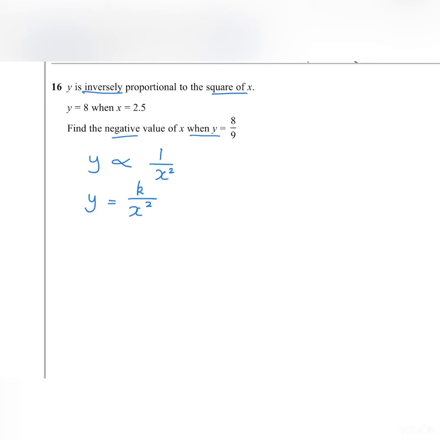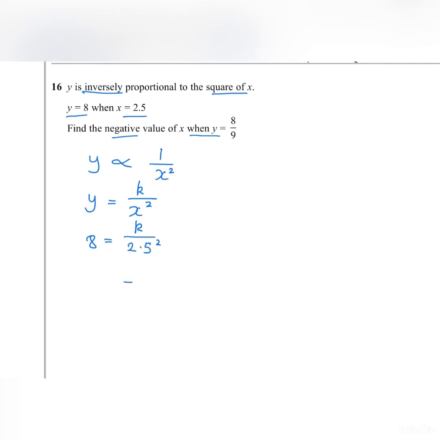Now, let's put in the values that we have already been given. It says y is 8 and x is 2.5. Okay, so k over 2.5 squared.